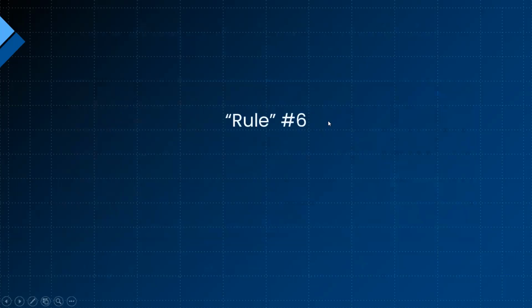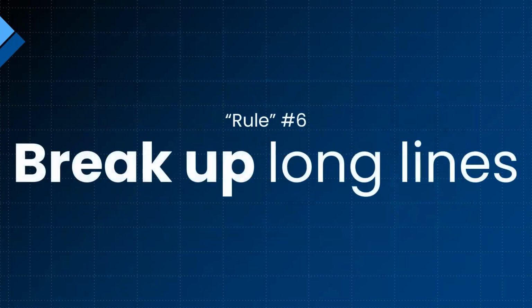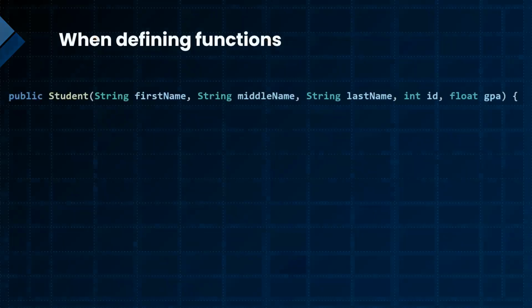So now that's going to bring us into our next rule, which is breaking up long lines. So we've all seen functions sometimes that were really long, character-wise. For example, this is a constructor for an object called student. The student has things that all students have, like a name, a last name, ID, and a GPA. And this could be really annoying to look at on a screen sometimes, right?